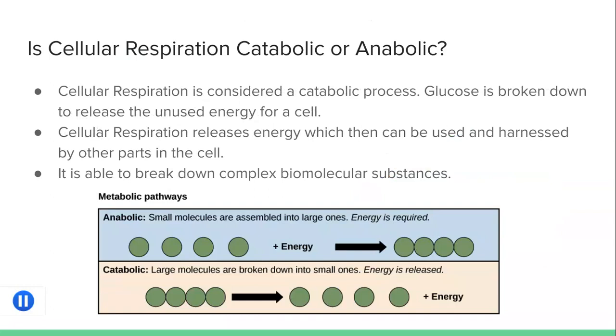And in the picture I used below, we would be looking at the bottom where it's slightly pinkish red, because it's catabolic. And so, large molecules are broken down into small ones and energy is released. As you can see, it starts with four all together, and then the arrow shows how they break up and separate with energy.